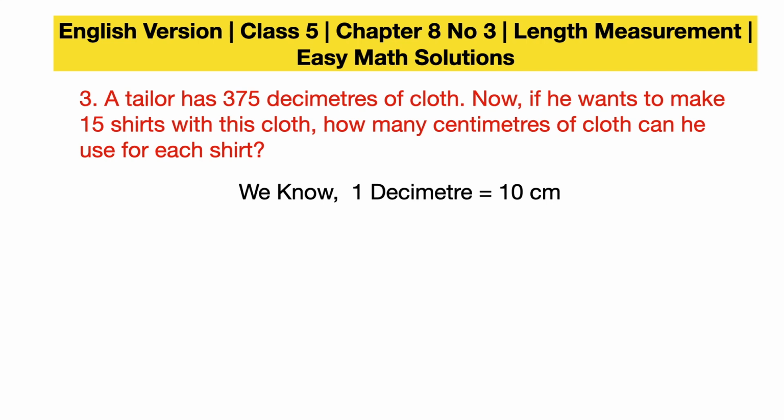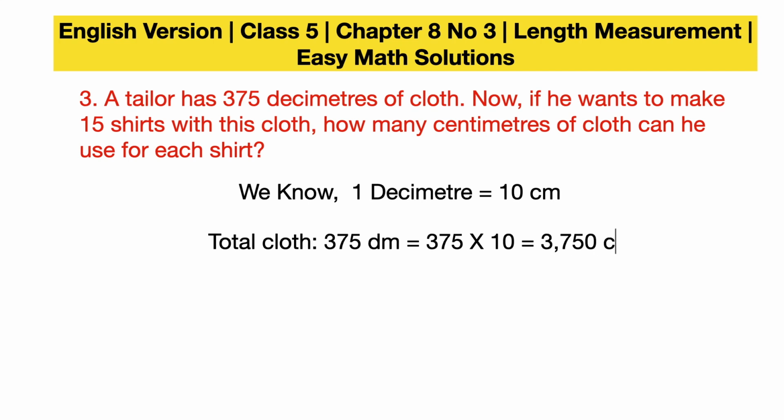Then 1 decimeter equals 10 centimeter. Then the cloth has 375 decimeter. That means 375 times 10 equals 3750 centimeter. Then cloth per shirt: 3750 divided by 15 equals 250 centimeter. Answer: 250 centimeter.